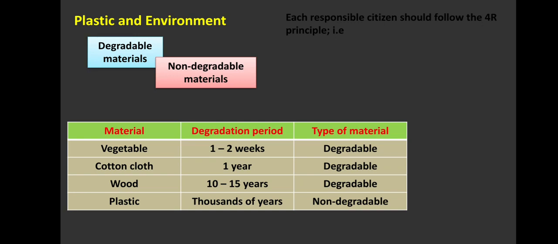Vegetable is a material and the degradation period of vegetables is 1 to 2 weeks. And obviously the type of material is degradable, so it degrades fast and easily. The next material is cotton cloth. Cotton cloth takes 1 year to degrade. It's a degradable material. Coming to wood, wood takes 10 to 15 years for degradation. Again, the type of material is degradable. Yes, it degrades. Obviously, it takes a longer period of time, but it does degrade completely.